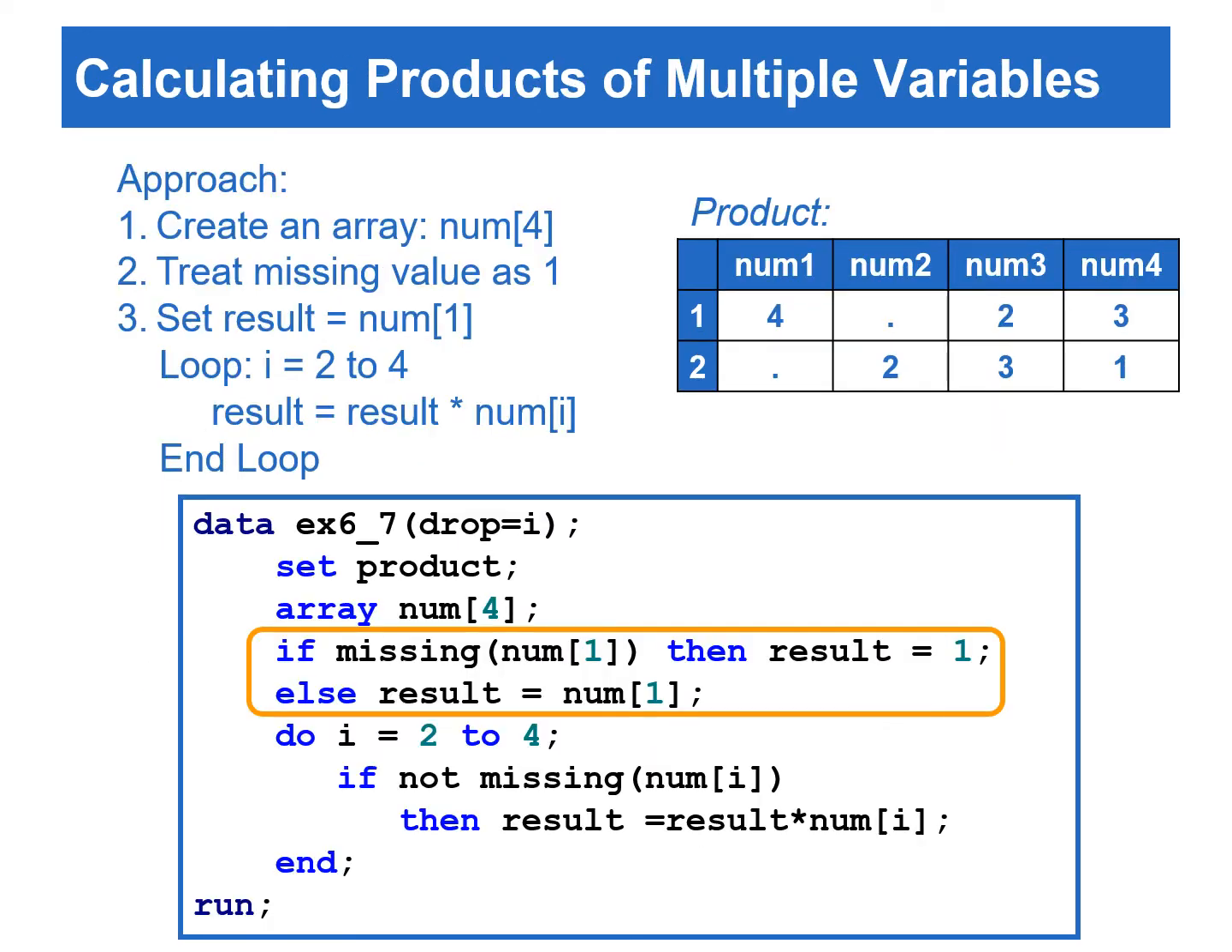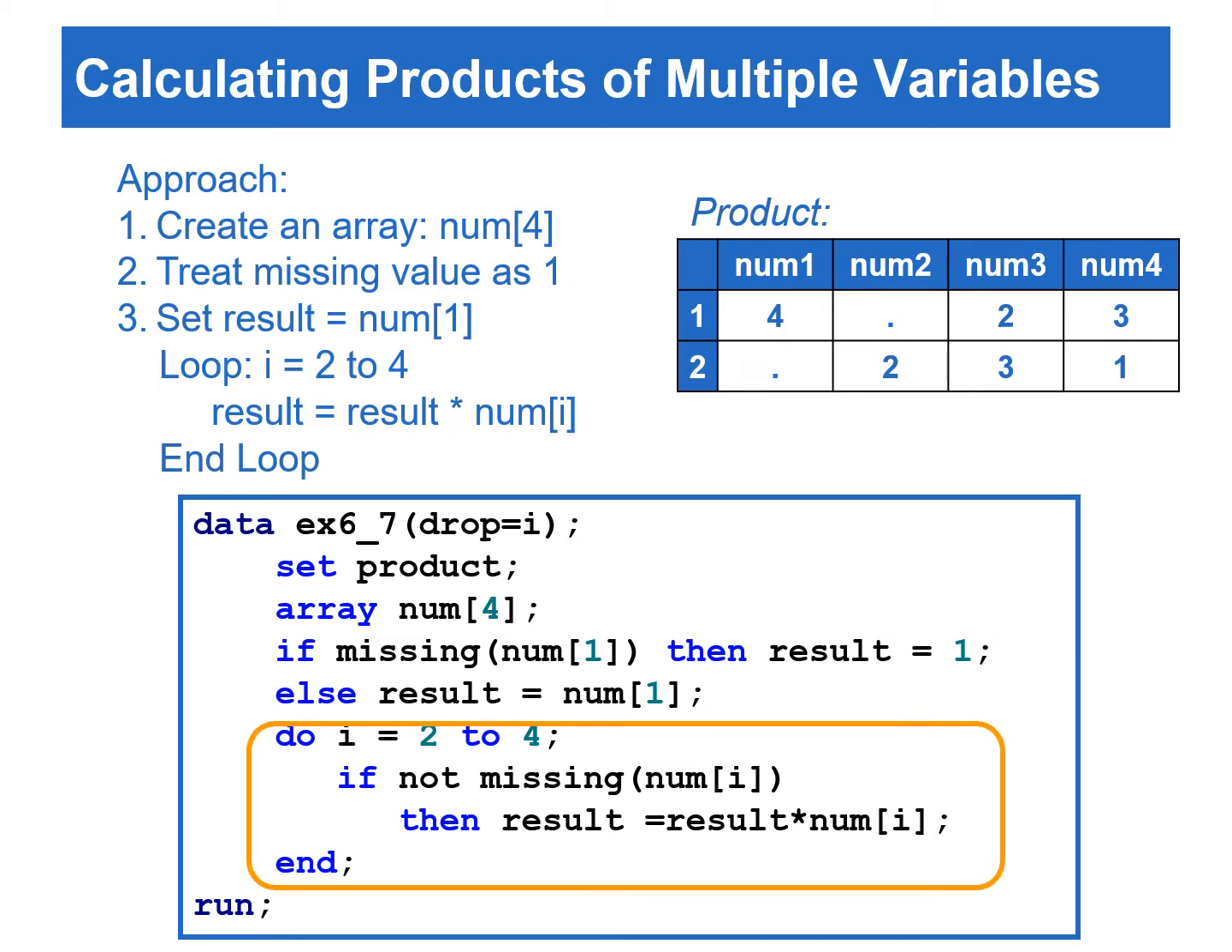Let's see another example. Suppose that we would like to calculate the product of a list of numeric variables. We can use array processing to accomplish this task by grouping numeric variables into an array. We need to make sure to treat the missing value as 1 during the calculation. In the data step, we can start assigning the first element of the array to the result. Next, we need to create a loop to iterate from the second element to the last element of the array. Within the loop, we multiply the result with each element of the array.